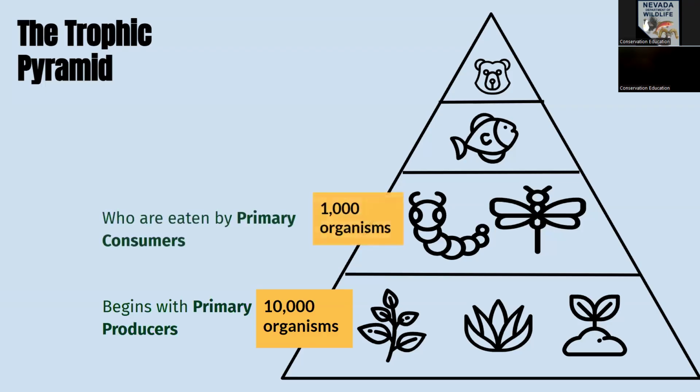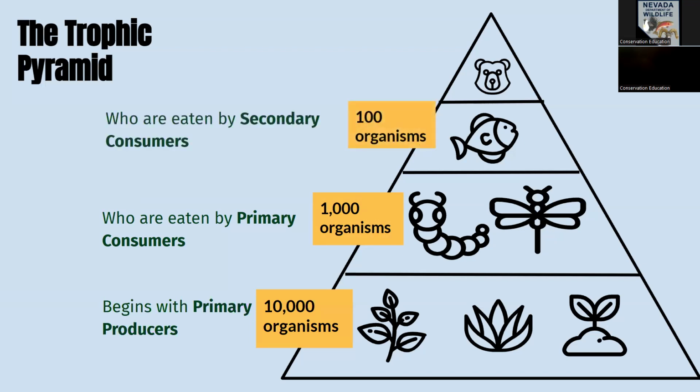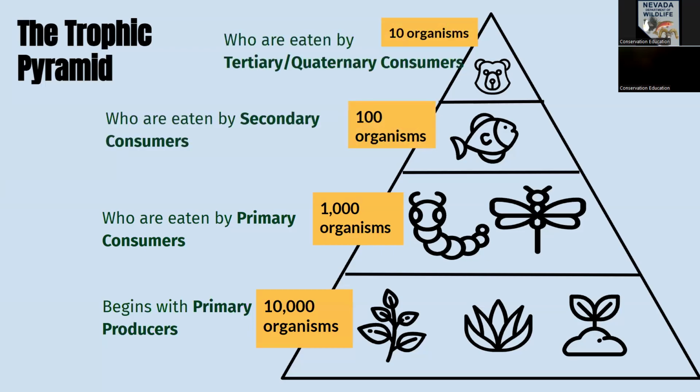There's going to be 1,000 organisms if you go up to primary consumers, because again, that energy loss, you can't provide as much for that next level. And then if you go up to secondary consumers, you're going to see like 100 organisms. And then if you go all the way to the top with those tertiary and quaternary consumers, you're going to see the least amount of organisms, so 10.